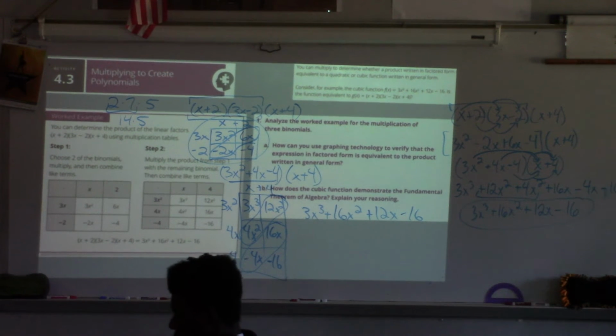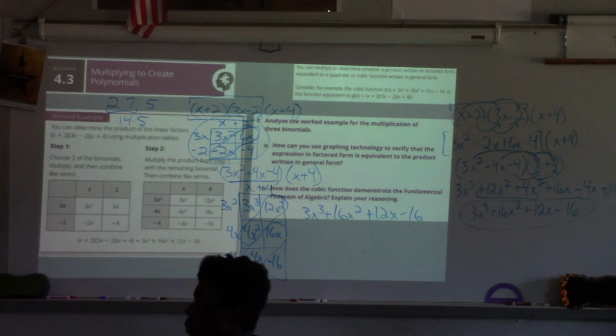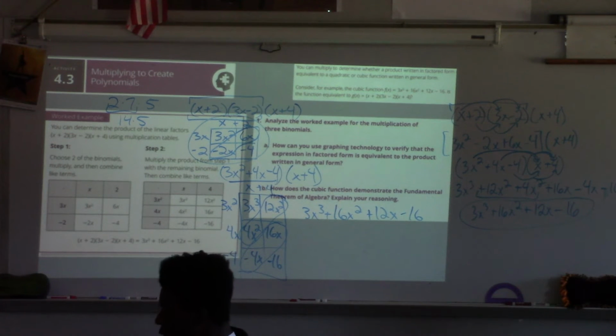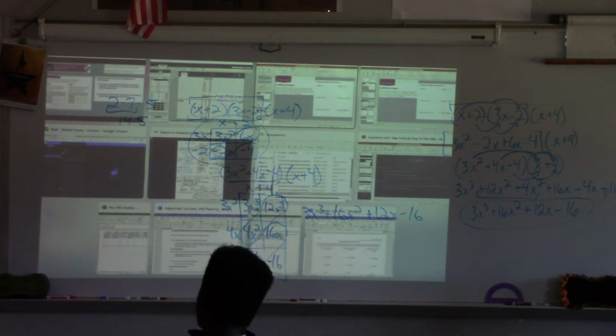The Fundamental Theorem of Algebra. What is that? That's kind of important, isn't it? Let me check something real quick. They are equivalent, you can graph it. Because I think it's in the textbook, and I do want you to note it if it is.